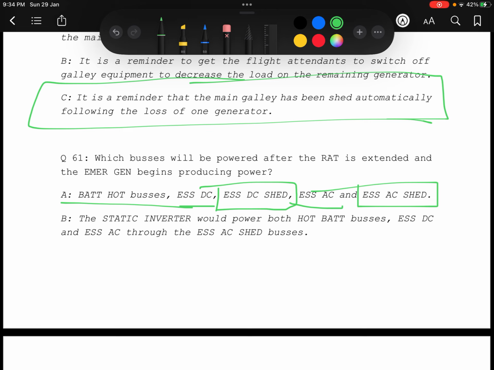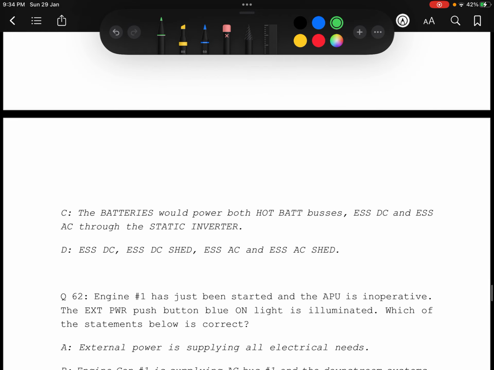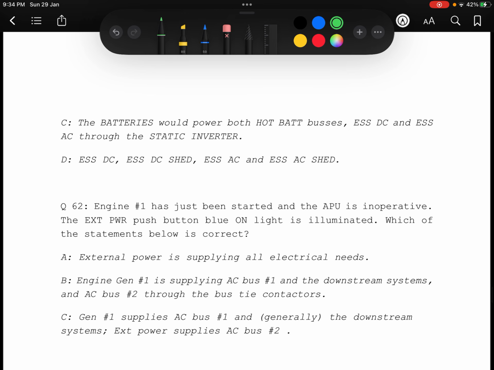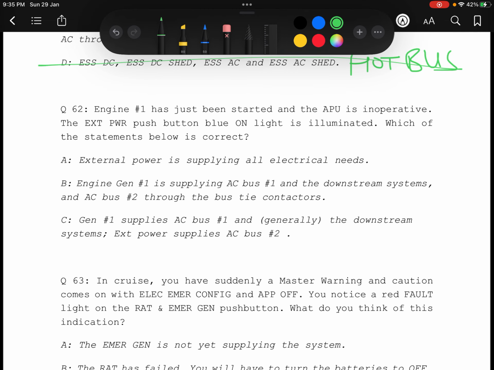So what do you think? What will be the answer? It's alpha only. We need not go to the other options. Here the hot buses should be there, right?